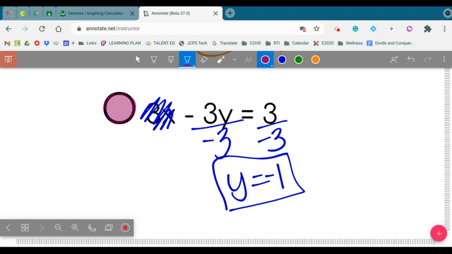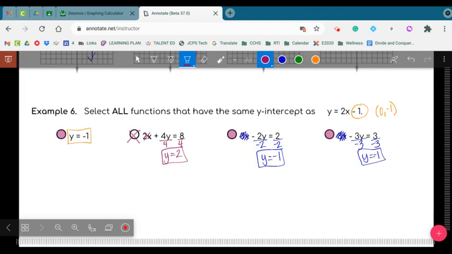So keep that in mind whenever it's select all. There's probably going to be at least 2. So be careful because you do have a little bit of work left on this one.